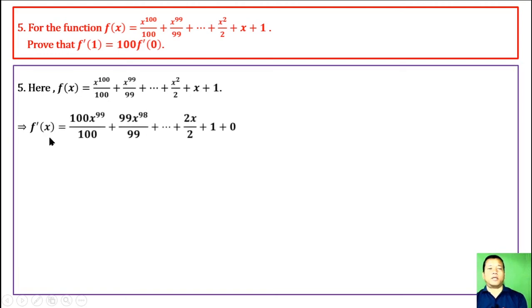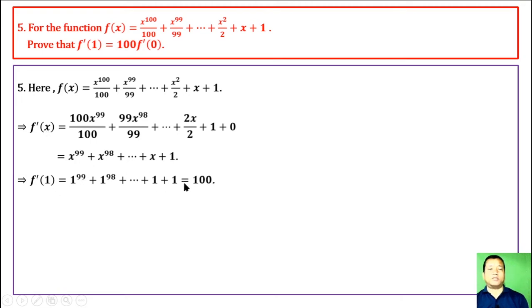Therefore, f dash of x is, applying power rule, we get this by this. For this, we get this by this. For this, we get this by this. For this, we get 1. For this, 0. And cancel, we get this. Therefore, f dash of 1, x is replaced by 1, we get this.